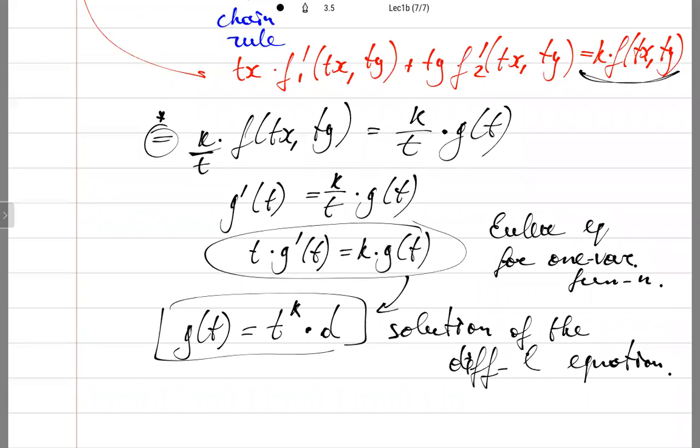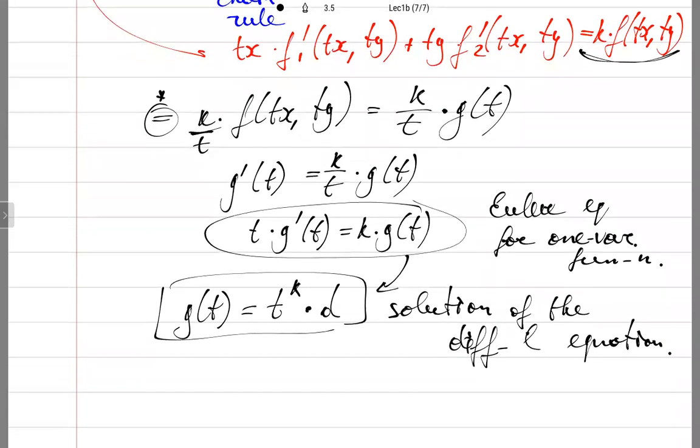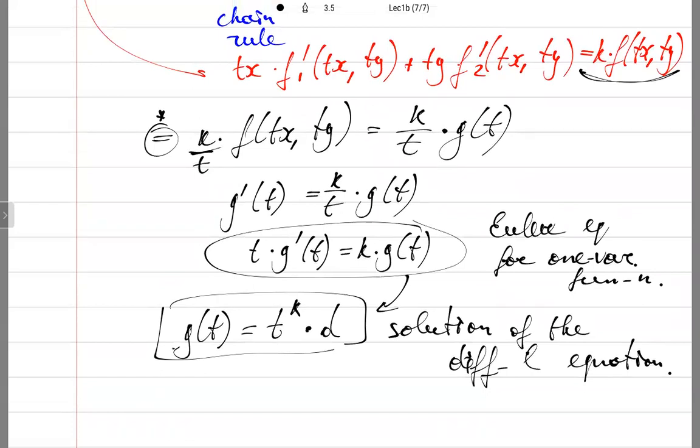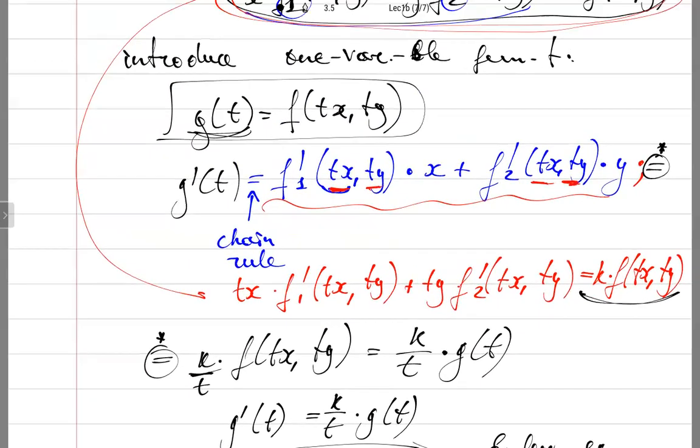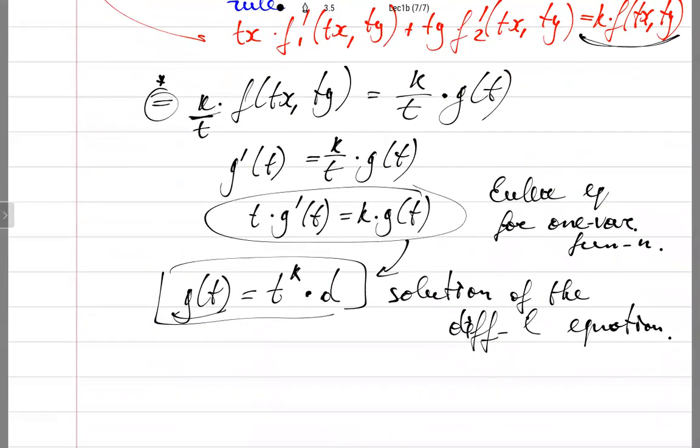Is anyone with me? Yes, I'm here. So now, g of t, but what is g of t? That constant, what does it mean, constant? Constant means it does not depend on t. But it may depend on x and so on.